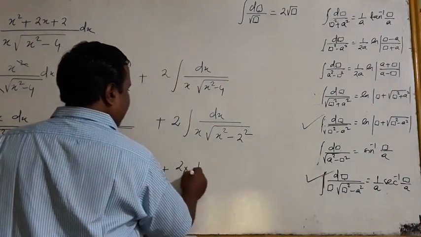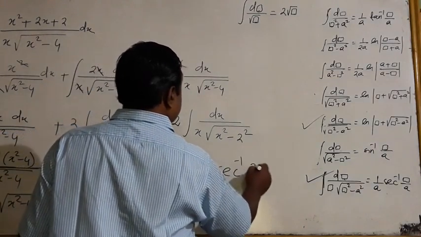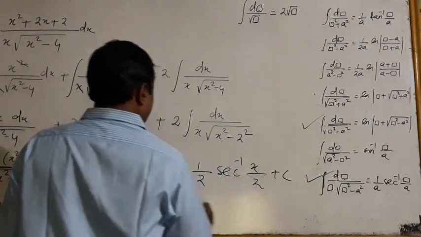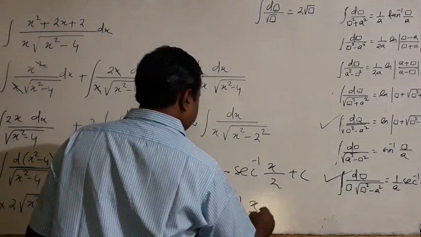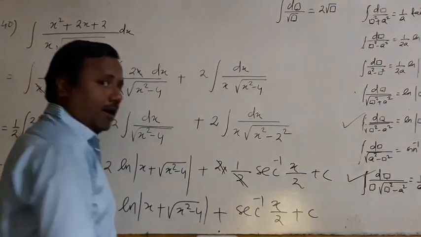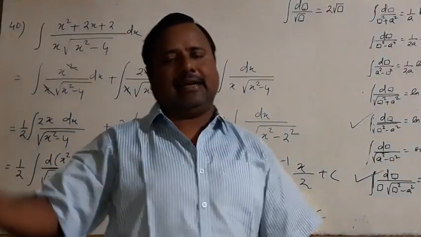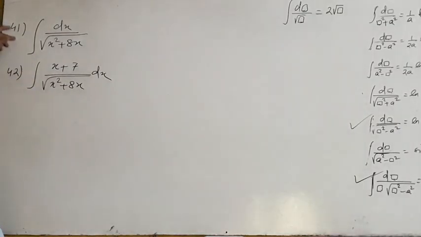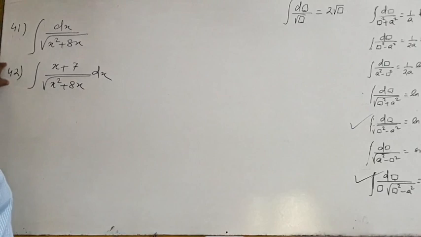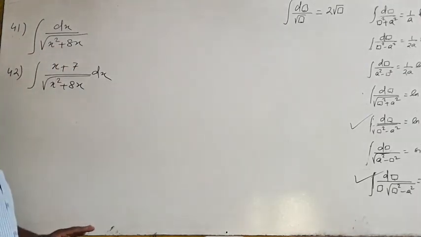1 by a, means 1 by 2, sec inverse of x by 2, plus a constant. अब देखो लगा ना, जोर का झटका, धीरे से लगा. Okay. Now this is number 41, this is number 42, and if I do number 42, then 41 will be inside it. No requirement to do it separately.